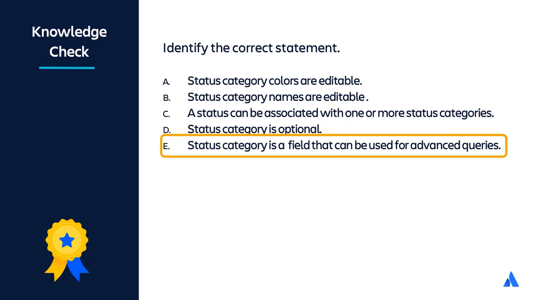A is incorrect. Status category colors are not editable. B is incorrect. Status category names are not editable. C is incorrect. A status can only ever be associated with one status category. D is incorrect. Every status has a status category. E is correct. Status category is a field that can be used for advanced queries.